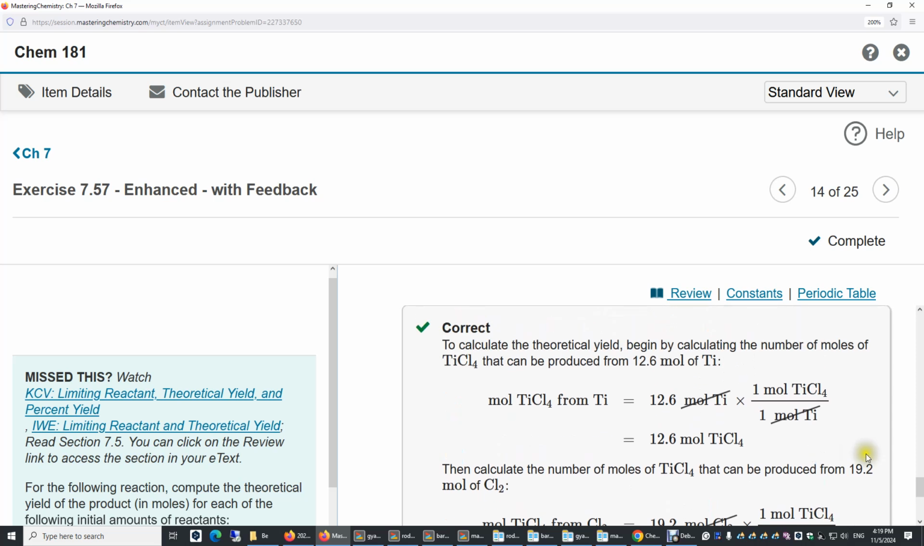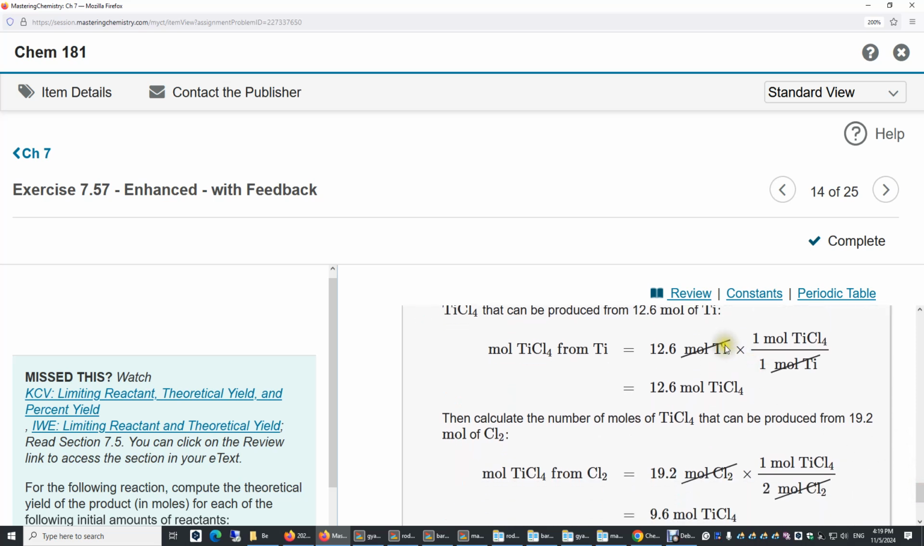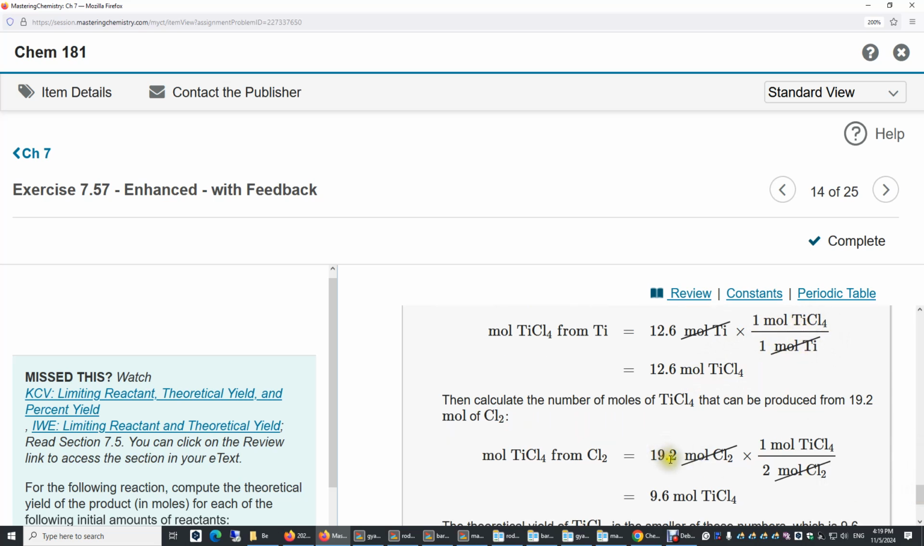Now I'm going to show you Mastering Chemistry again. If we have 12.6 moles of titanium, we get 12.6 moles of the product because there's a 1:1 ratio between the product and titanium. However, from 19.2 moles of chlorine, we get only 9.6 moles of product because there's a ratio of 1:2 here.